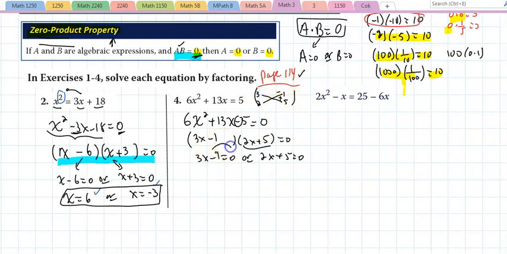That means if I move the 1 over, I'll get 3x equal to 1, or x equal, divide by 3, 1/3. Or move the 5 over, that means subtract 5 from both sides, divide by 2.